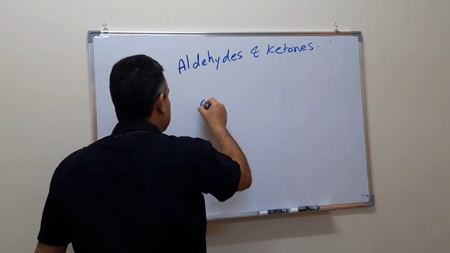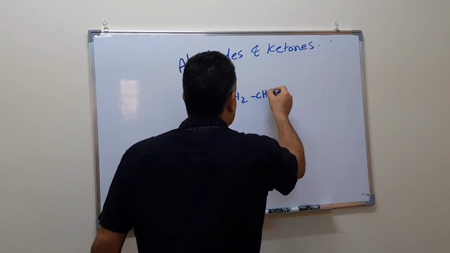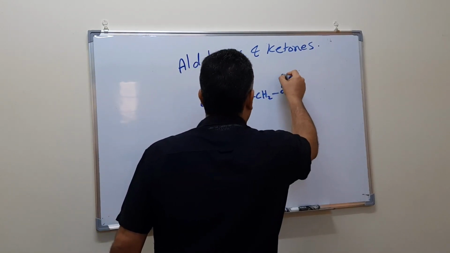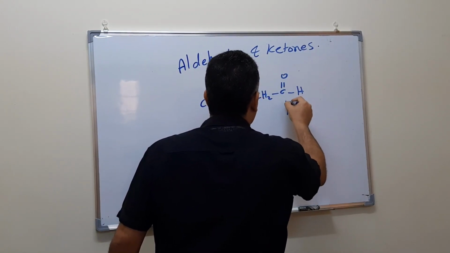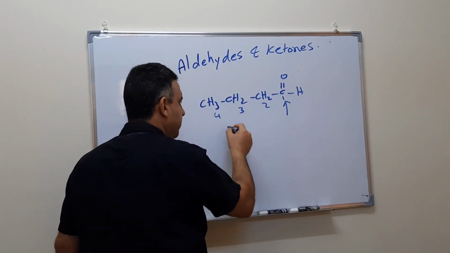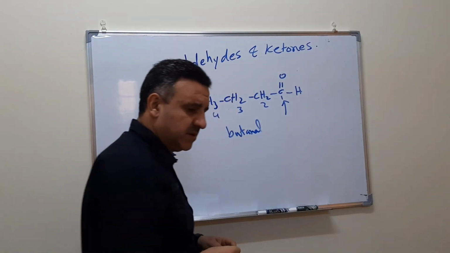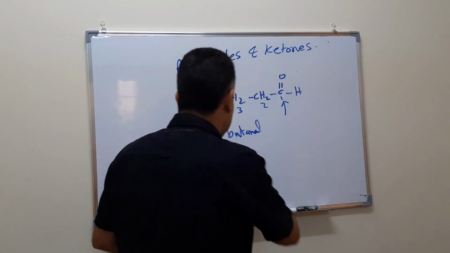For example, CH3CH2CH2CHO. The aldehyde carbon is always number 1, so it's 1, 2, 3, 4. So this is 4 carbons, and therefore we call this butanal. And the examples, I think, are straightforward in the slide.